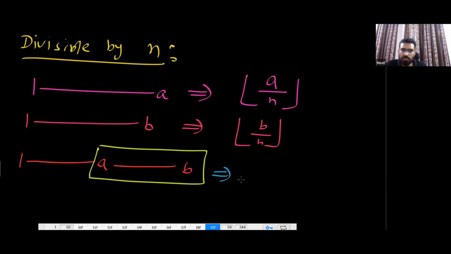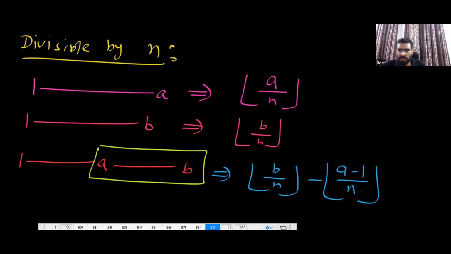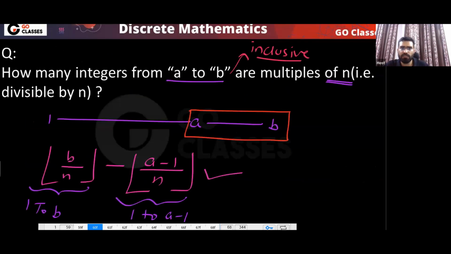Then what I will do is take the total number of integers divisible by n, minus those integers which are divisible by n from 1 to a minus 1. Is this point clear? Like this you can find from A to B. So very simple.